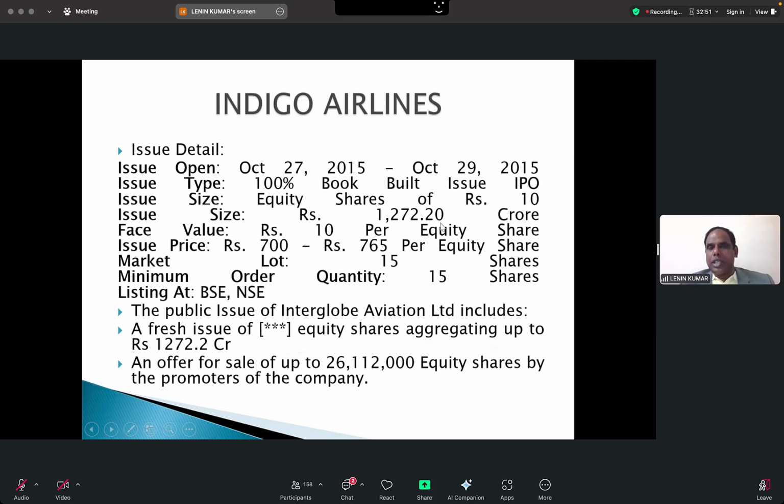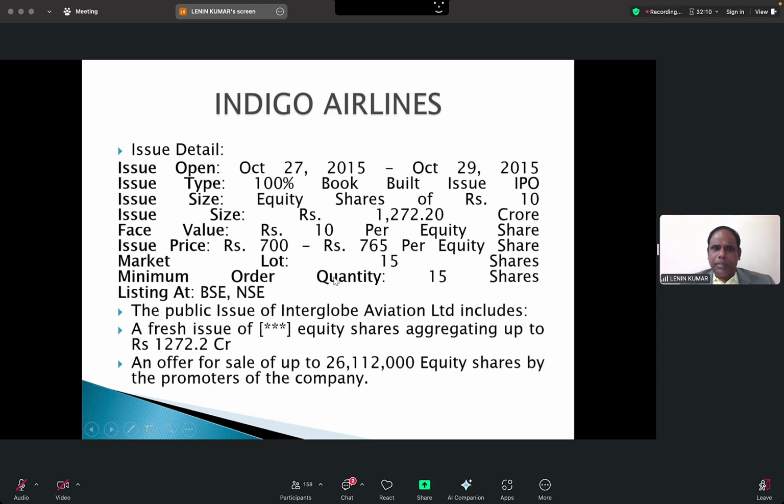The issue consists of equity shares of rupees 10 each. That is called face value. Please don't get confused between the price and the face value. The issue size is 1,272 crore. Face value is 10 per equity share. The issue price, as I told you, is between 700 and 765 per equity share. The market lot is in lot groups only, like 15 shares. 15 shares is called one lot. If it is 45 shares, it is called 3 lots. It is going to be listed on the Bombay Stock Exchange as well as the National Stock Exchange.